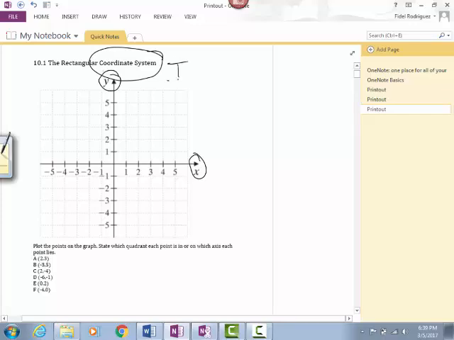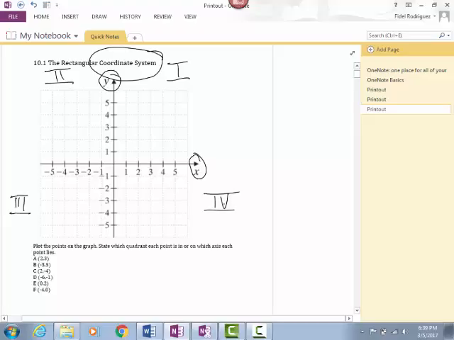This one here is what we call quadrant 1. We call this one here quadrant 2. Down here on the bottom left, we call that quadrant 3. And on the bottom right, we call that quadrant 4. And so what we're going to be doing here in 10.1 is we're going to be plotting points and we're going to be graphing lines.